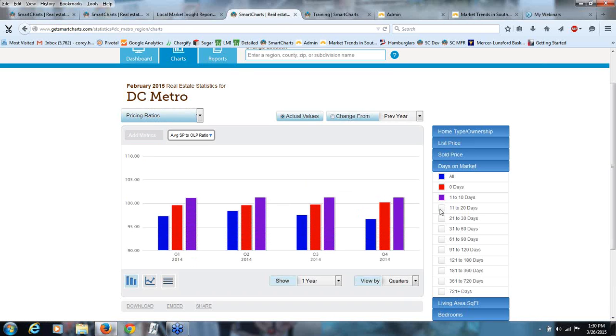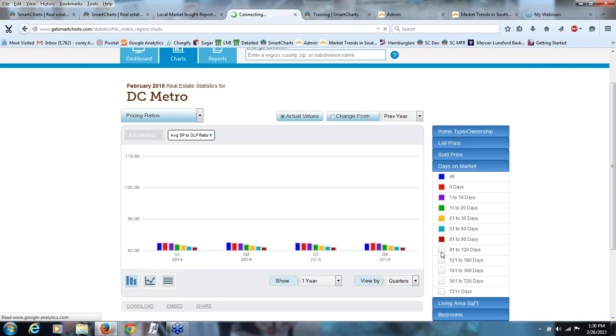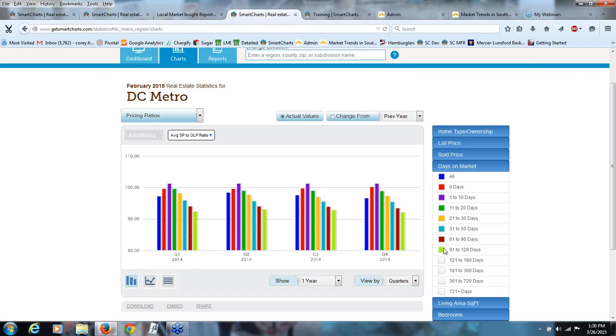11 to 20, and so on. And once you have all of these turned on, especially in a market like the DC metro area and the Baltimore metro area where there's not a lot of inventory just sitting around, things tend to move relatively quickly. These show you the impact that overpricing a home can have on the ultimate price you're going to receive anyway.